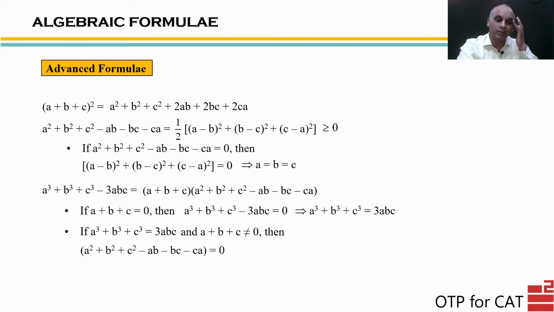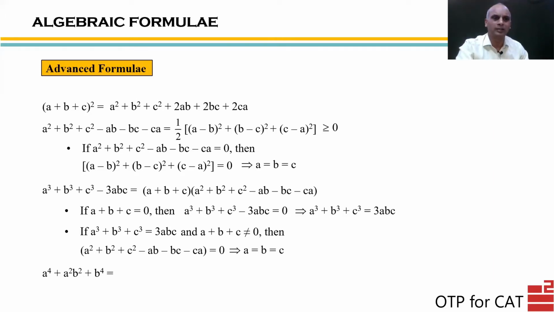And if the second bracket has to be 0, it means what? Recall the previous deduction in the second formula: if a square plus b square plus c square minus ab minus bc minus ca is 0, then we have already seen that it means a equal to b equal to c. That's our second deduction, which means that if a cube plus b cube plus c cube is equal to 3abc and a plus b plus c is not 0, then definitely a, b, c are equal. This is a very important deduction because CAT and XAT papers have questions based on it.